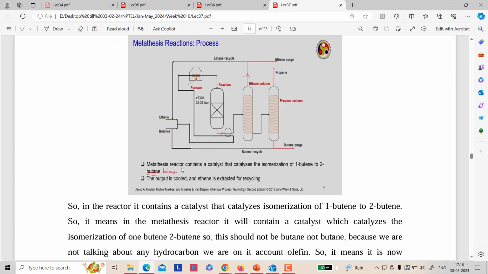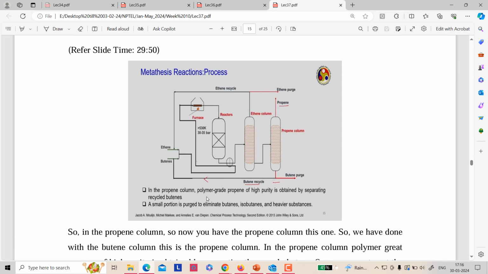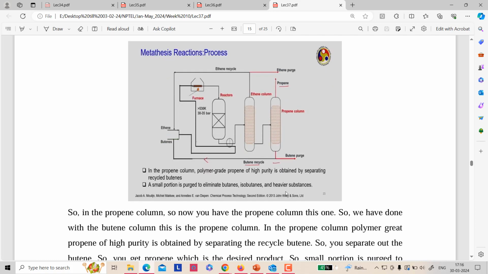So this is the catalyst reaction happening, 1-butene to 2-butene, and the output is cooled and ethene is extracted for recycling. You are seeing here. In the propene column, polymer grade propene of high purity is obtained by separating recycled butenes. A small portion is purged to eliminate butanes, isobutanes, and heavier substances. Okay, so all the butanes are separated from this bottom product of the propene column.